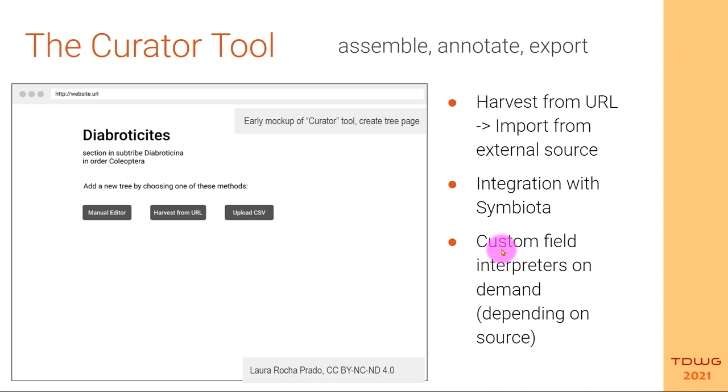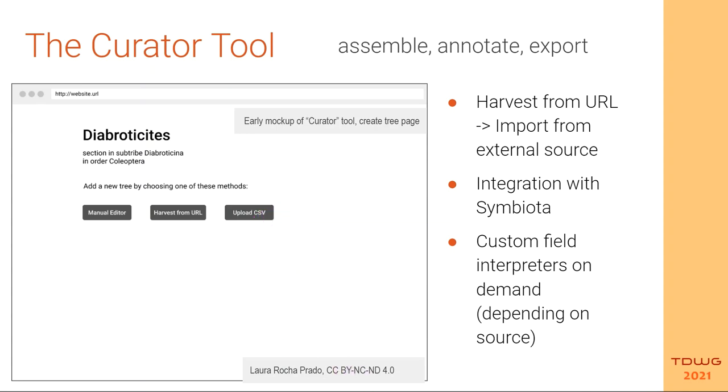This other screenshot is from an early mock-up of the curator tool, where you can see there are three modes to create a desired taxonomy. The manual editor, where users can drag and drop scientific names from a search tool, a harvest from URL or external sources, and/or upload a CSV or a spreadsheet.